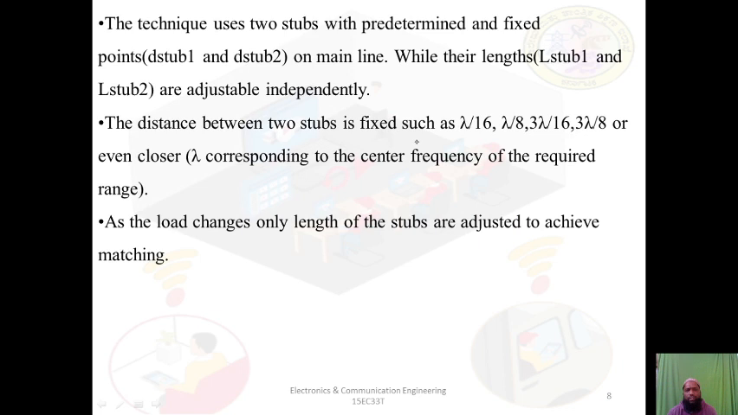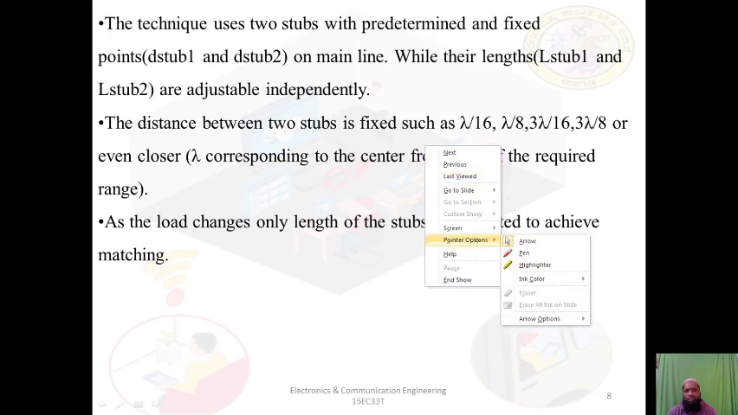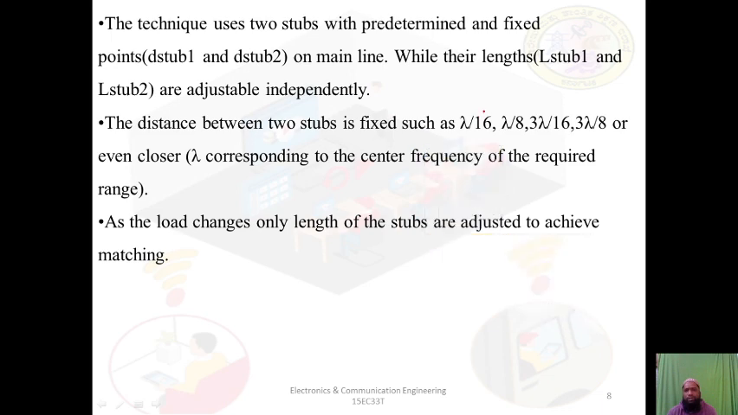ನಾನು ಹೇಳ್ದಂಗೆ ಡಿ ಸ್ಟಬ್ 1 ಮತ್ತು ಡಿ ಸ್ಟಬ್ 2 ಇದೆಯಲ್ಲ, ಅದು ಮೇನ್ ಲೈನಲ್ಲಿ ನಾವು ಕನೆಕ್ಟ್ ಮಾಡ್ತೀವಿ ಲೊಕೇಶನ್. ಸೊ ಆ ಲೆಂತ್ ಏನಿದೆ ಎಲ್ ಸ್ಟಬ್ 1 ಮತ್ತು ಅದು ಅಡ್ಜಸ್ಟೇಬಲ್ ಇಂಡಿಪೆಂಡೆಂಟ್ಲಿ ಆ್ಯಸ್ ಇದೆ. ಓಕೆ, ದ ಡಿಸ್ಟೆನ್ಸ್ ಬಿಟ್ವೀನ್ 2 ಸ್ಟಬ್ ಇಸ್ ಫಿಕ್ಸ್ಡ್. ಎರಡು ಸ್ಟಬ್ ಮಧ್ಯೆ ಏನು ಡಿಸ್ಟೆನ್ಸ್ ಇದೆ ಡಿ ನಾಟ್, ಅದೇನಿರುತ್ತೆ ಫಿಕ್ಸ್ ಇರುತ್ತೆ. ಇಟ್ ಮೇ ಬಿ ಲ್ಯಾಂಬ್ಡಾ ಬೈ 16.